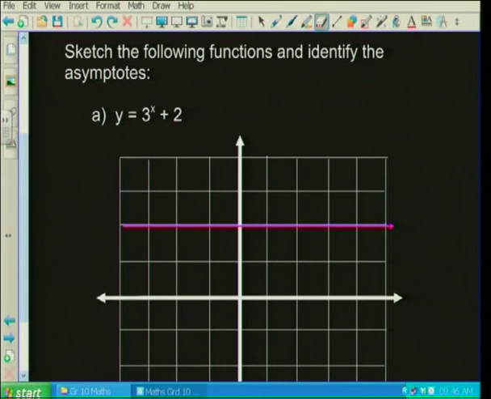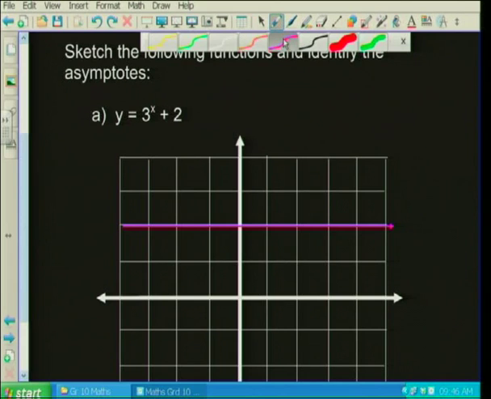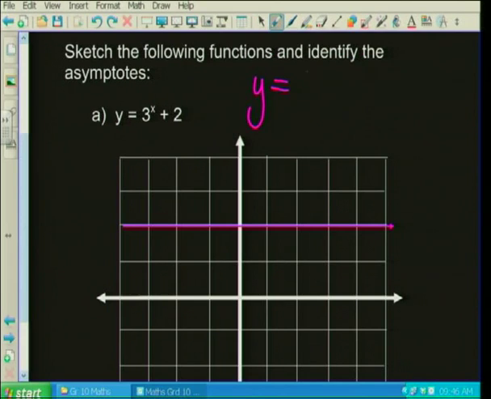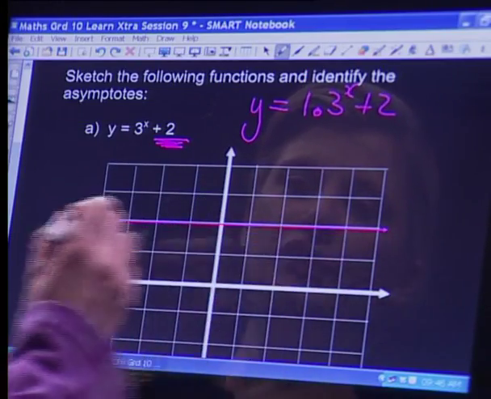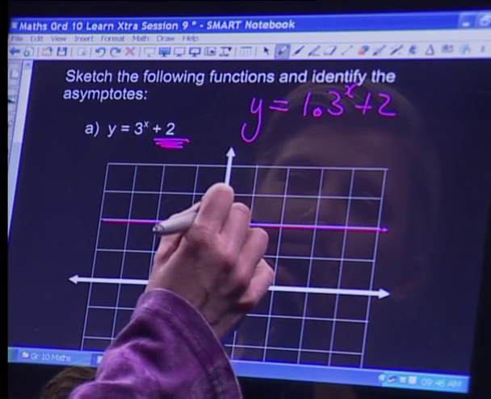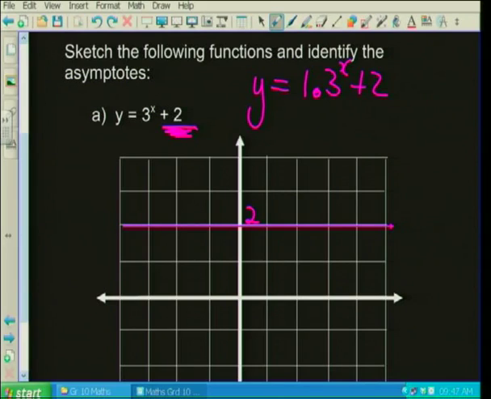Let's start off by looking at this graph. We've got y is equal to 3 to the power x plus 2. So this is clearly an exponential function. I'm going to write it in the form y is equal to 1 times 3 to the power x plus 2. Now let's first have a look at the effect of that plus 2. That plus 2 means that the graph has been shifted vertically upwards, and therefore my asymptote is going to lie on the line y is equal to 2. So I put that in first.